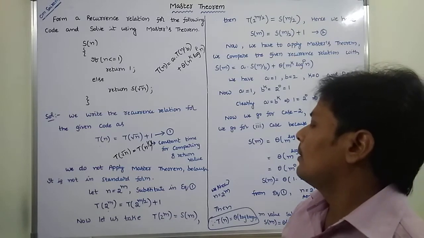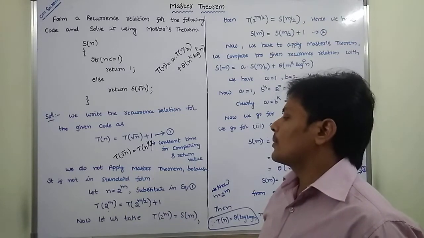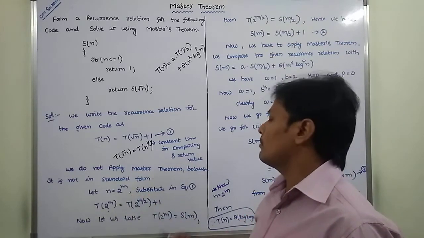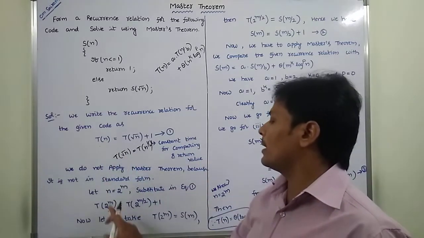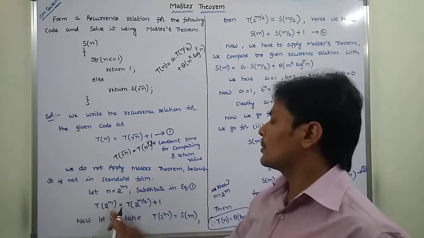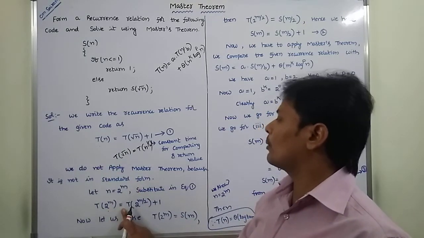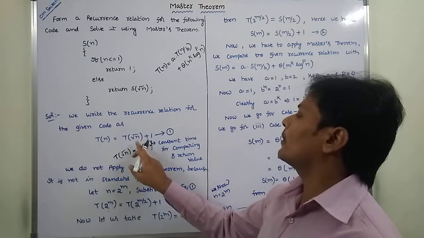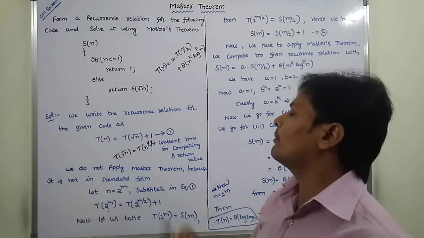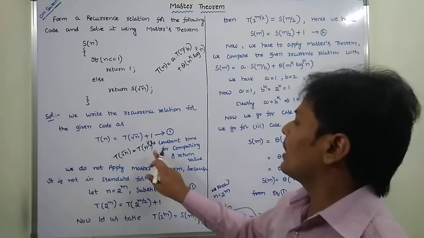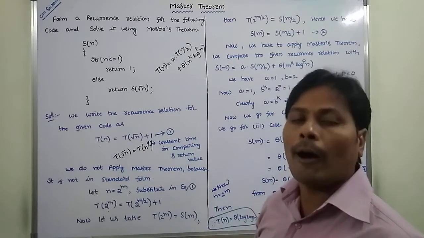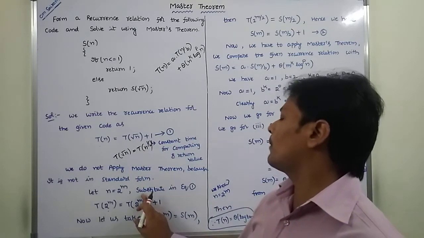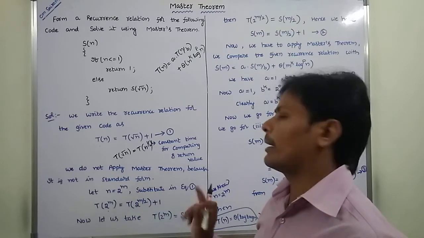Okay. Plus 1. So n is equal to 2 power m is substituted in equation 1. So T of n is equal to T of 2 power m. T of root n can be written as n power half. Okay, so n is equal to 2 power m, so 2 power m whole power half, so it can be written as 2 power m by 2 plus 1.